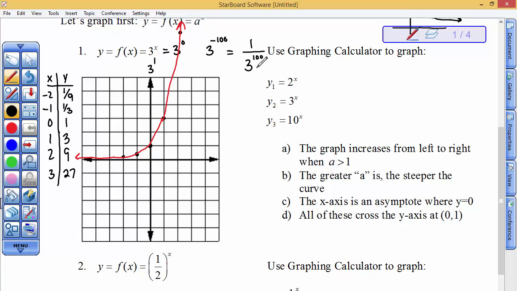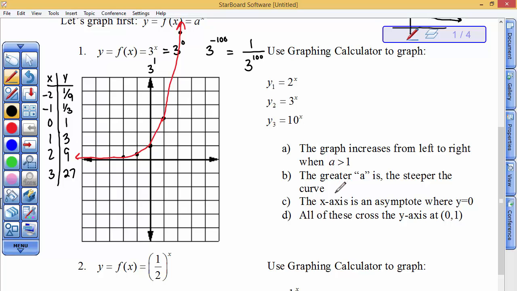So what we say over here is that when a is greater than 1, the graph increases from left to right. So see this right here? Increases from left to right. The greater the a value is, the steeper the curve. I'm going to show you that in a minute. So with this going from a 2 to a 3, this curve is steeper. This curve is steeper yet.